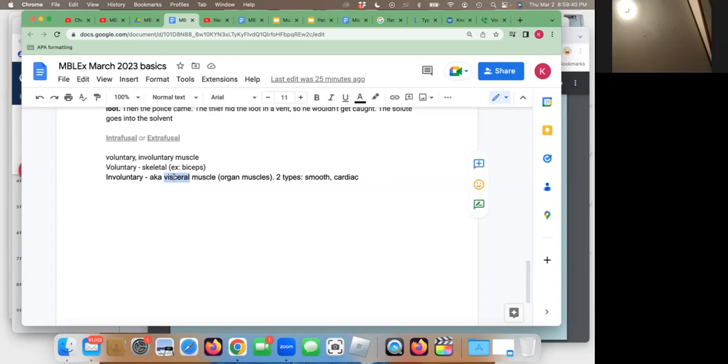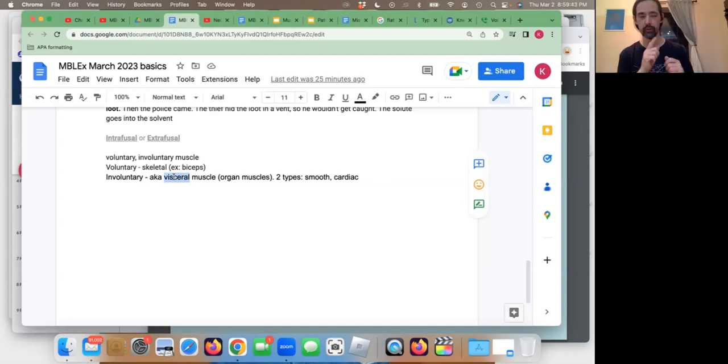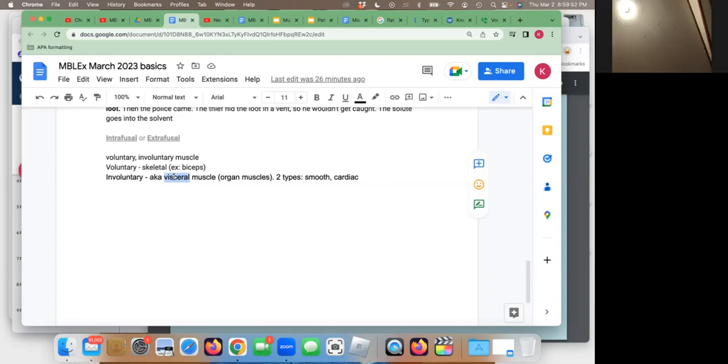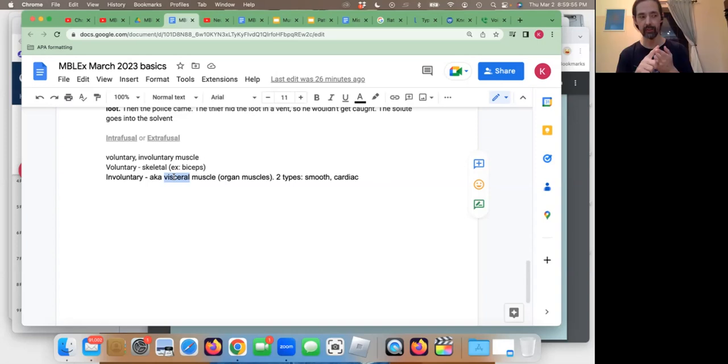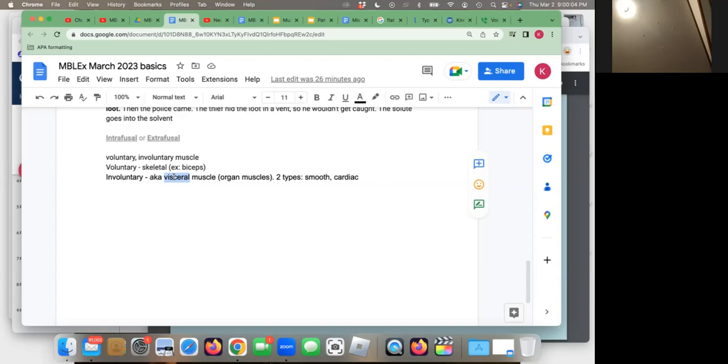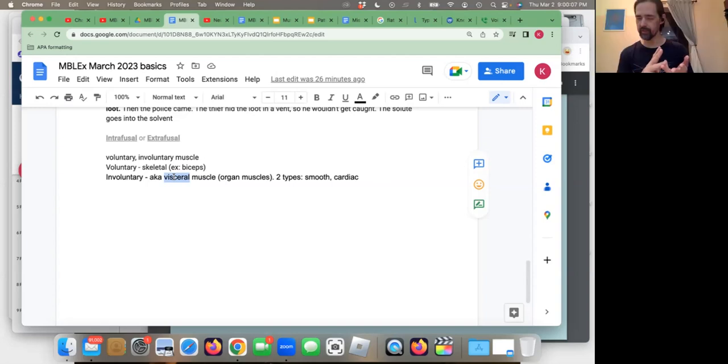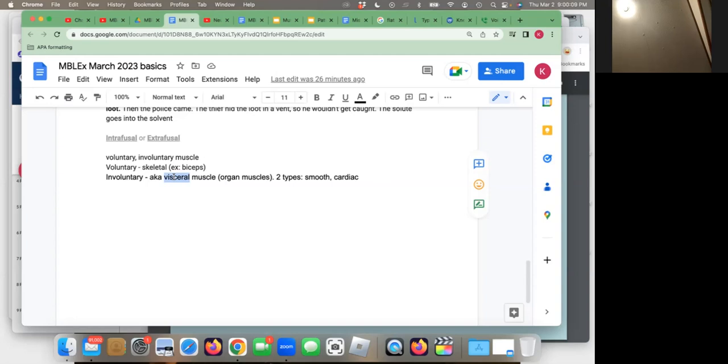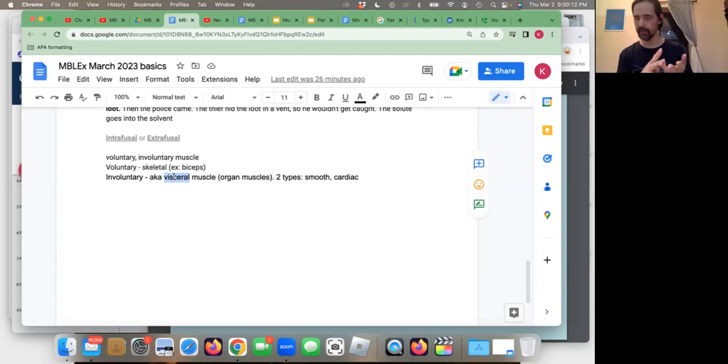Visceral. Nerves. Okay, think about it, right? So nerves, muscles, tendons, bones. Is that the visceral organs or is that the soma, the body? That's the soma. So somatic includes skin, nerves, muscles, tendons, and bones. So repeat after me. Somatic includes. Good. Skin, nerves, muscle, tendon, and bone.